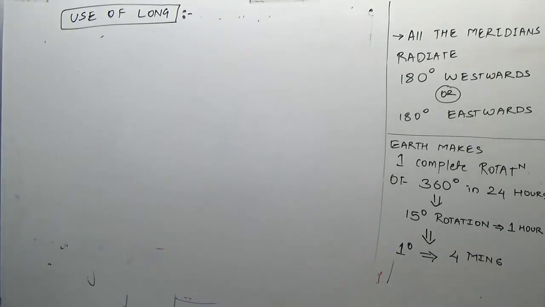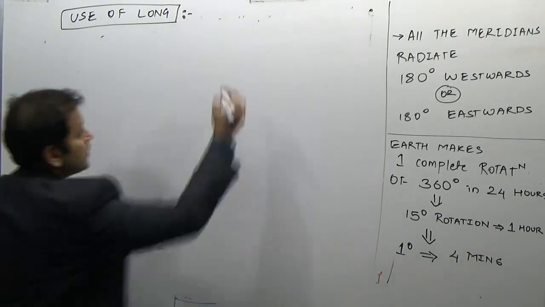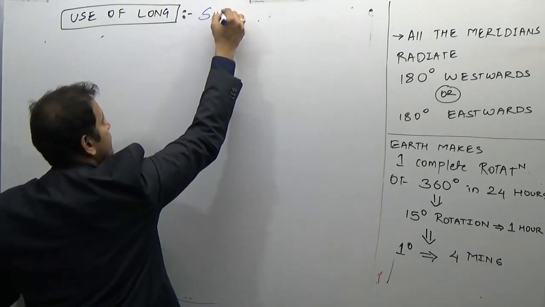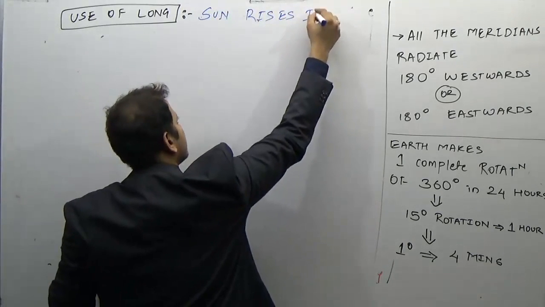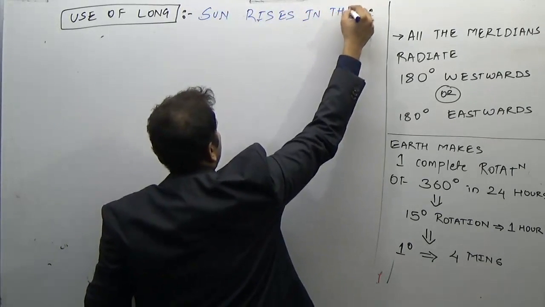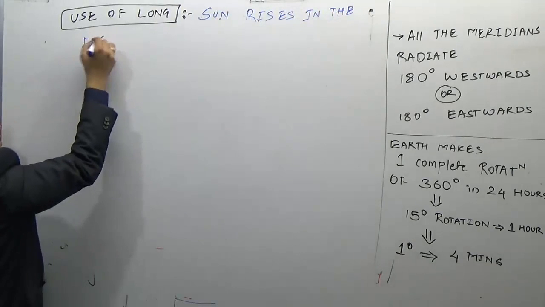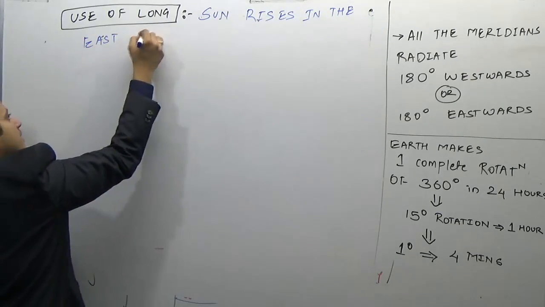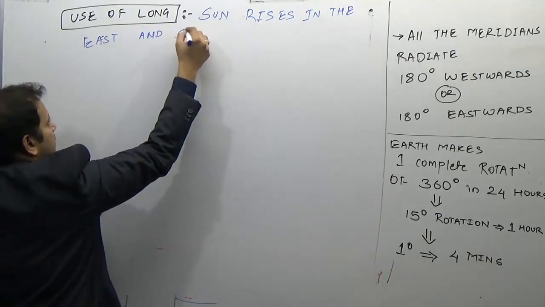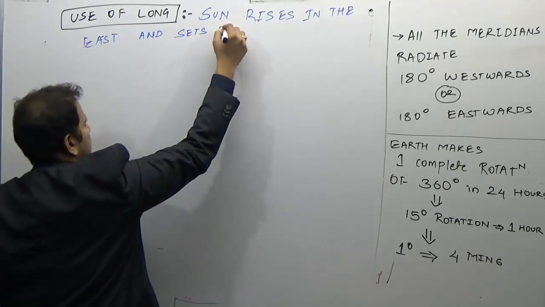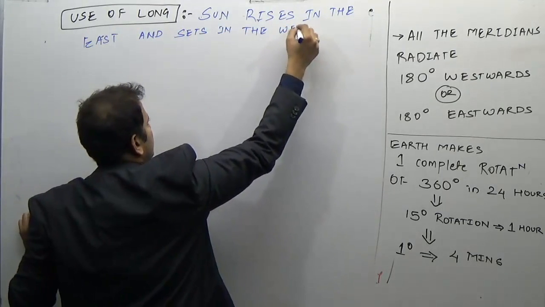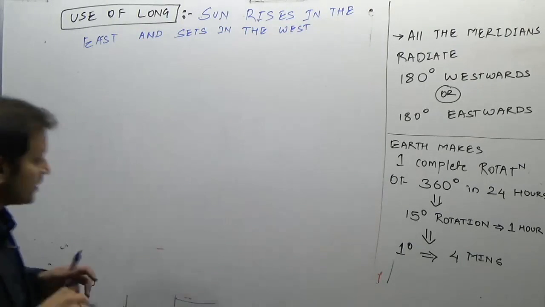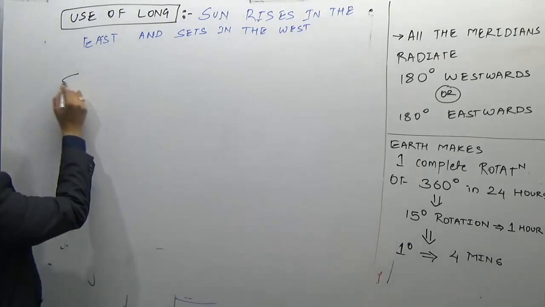So we can say the sun rises in the east and sets in the west. Now if I want to show you this on the world map.